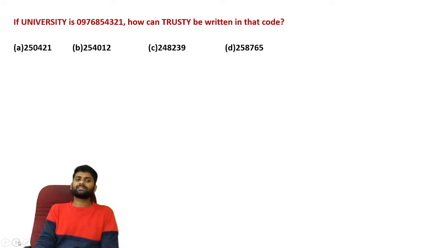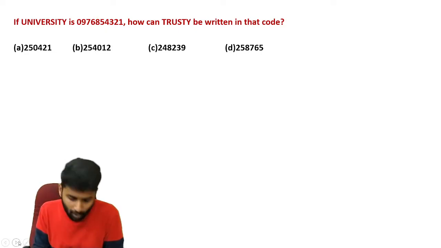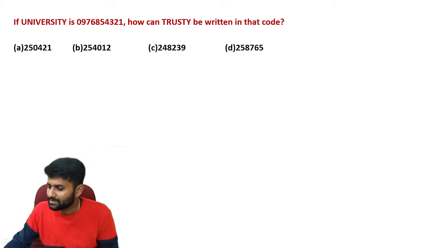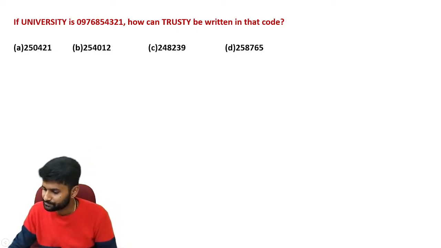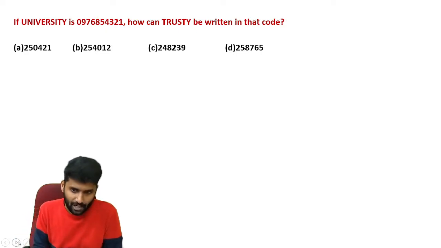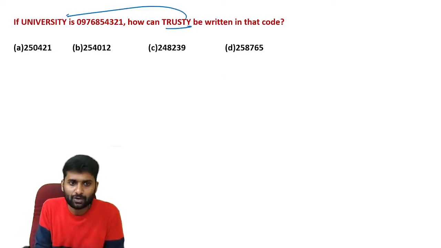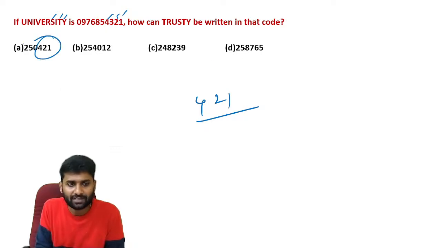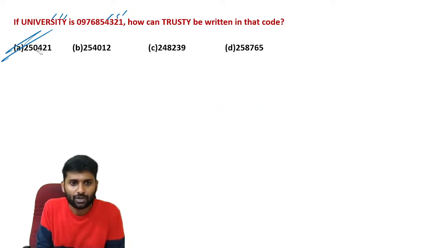University is 0976854321. How is trusty written in that code? According to that code language, what can be the answer? I told you guys, if you see the word within the question, then the logic follows position to position. So trusty: STY. Let's take that STY, 421. So we require 421. We can see that 421 here. Then the suitable answer is 250 421. Suitable answer A.